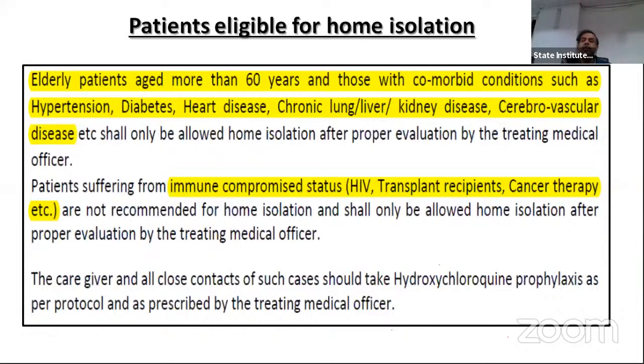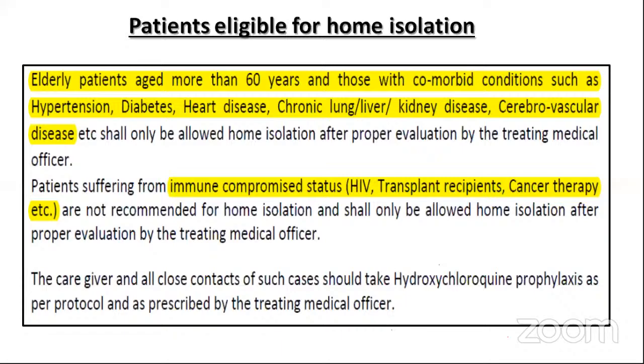Similarly, anybody who is having an immunocompromised condition, like HIV, transplant recipient, cancer therapy, you have to assess the patient. You have to find out where it will be safe to keep the patient, home isolation or triple C, and then you can take a decision on that. Because the comorbid group is important, as I have told you, they may progress to the severe or moderate category disease. And moreover, if they develop moderate or severe category infection, and if they develop COVID, the CFR increases. So we have to focus definitely on this category of patient.